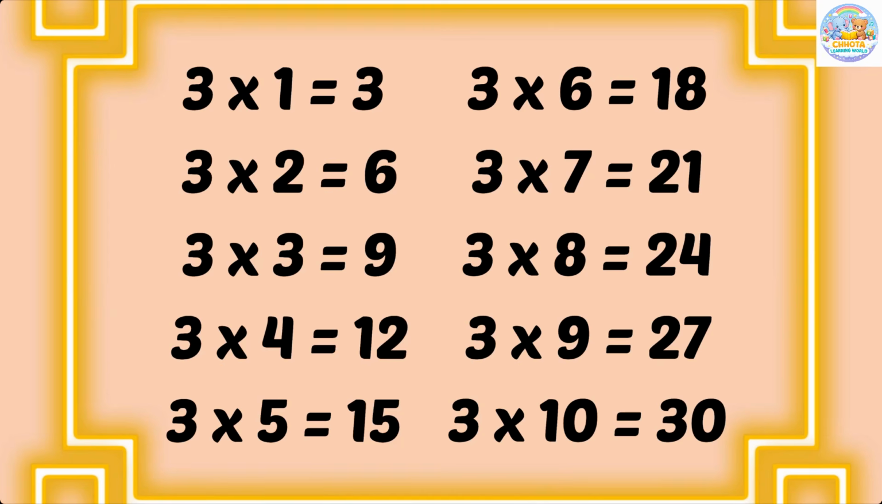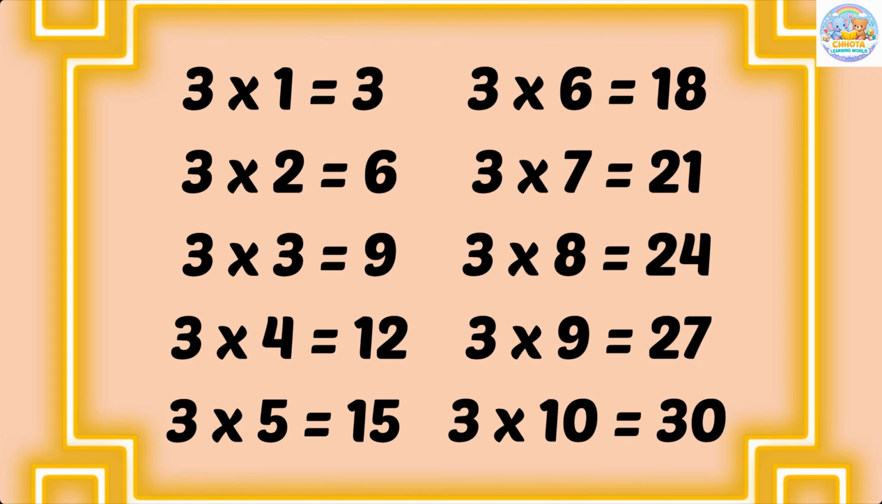Let's repeat with me. 3 ones are 3, 3 twos are 6, 3 threes are 9, 3 fours are 12, 3 fives are 15, 3 sixes are 18, 3 sevens are 21, 3 eights are 24, 3 nines are 27, 3 tens are 30.